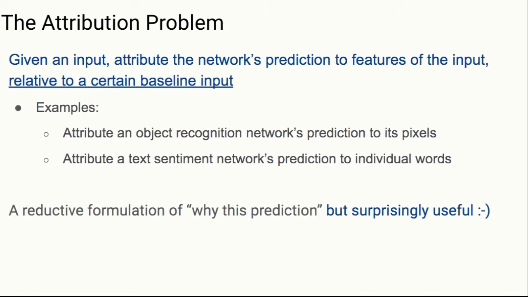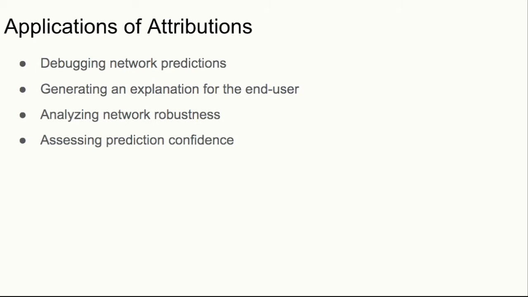So once you have attributions, what all can you do? One is you could debug network predictions. If you find a misclassified input, for example, then you could run attributions on it and see which pixels caused the misclassification. You could generate explanations for the end user. Think of a medical diagnosis network taking images of chest x-rays and saying it has cancer or not. That's a very black box prediction that these models produce. If I have attribution, I could take the prediction back to the pixels and say it was these pixels. Hopefully the pixels captured lesions or something of interest to the radiologist.